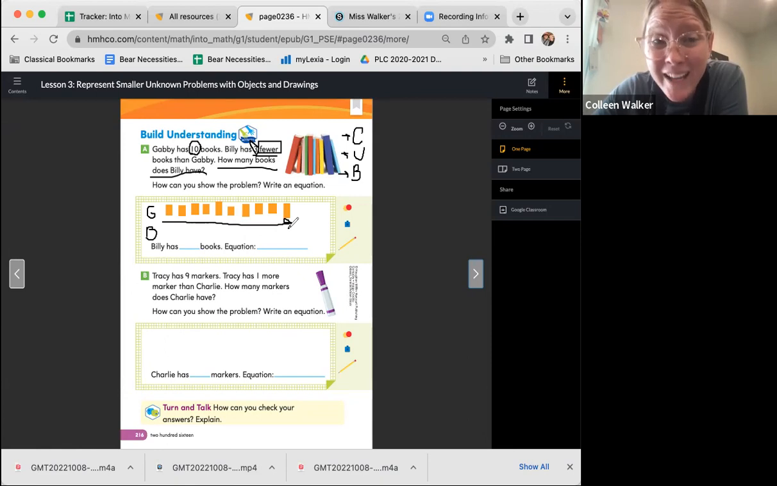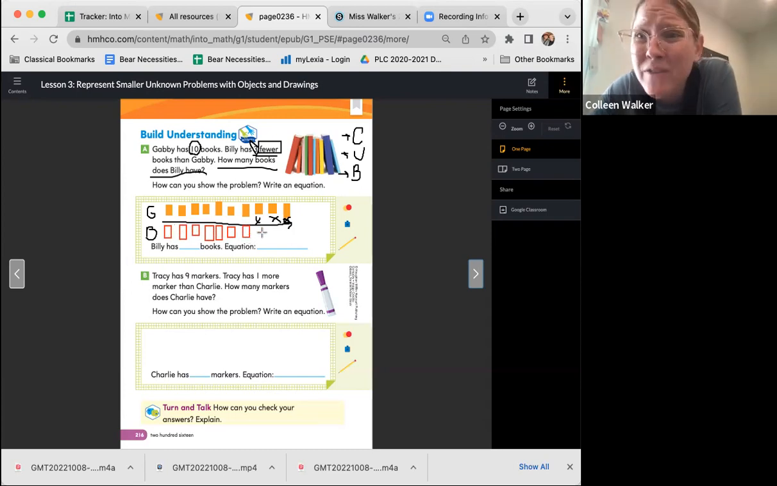No, because you're right. It says 3 fewer. So that means Billy's not going to have this one. He's not going to have this one. And he's not going to have this one because he has 3 fewer. Okay, let's draw Billy's books. Ready? Let's just draw them until we get up to here and we'll know. 1, 2, 3, 4. I'm putting them right under Gabby's. 5, 6, 7. Why do I have to stop, friends?